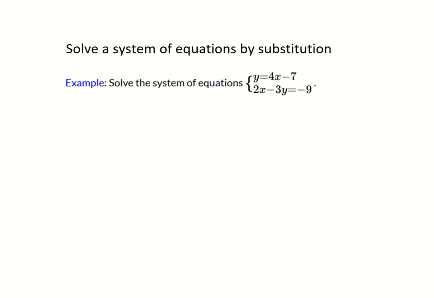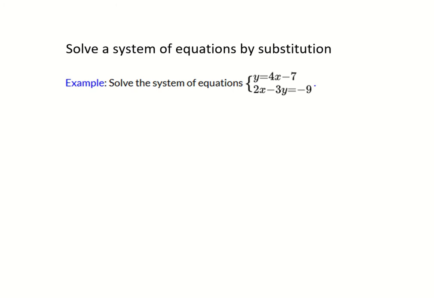In this video, we will learn how to solve a system of equations by substitution. Let's look at this example here. Solve the system of equations y equals 4x minus 7 and 2x minus 3y equals negative 9.